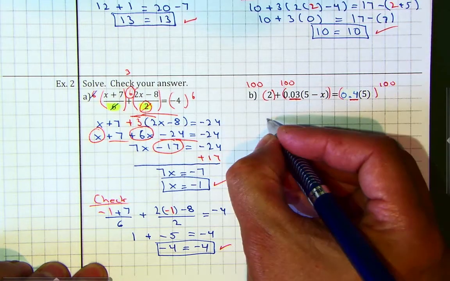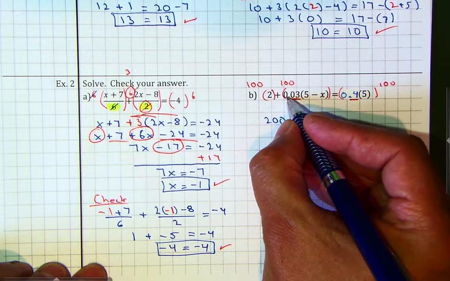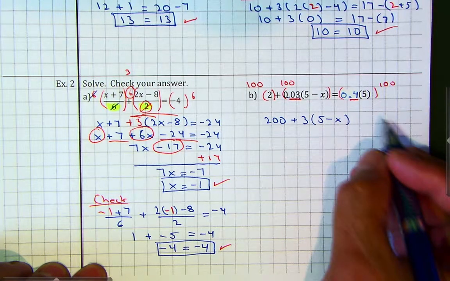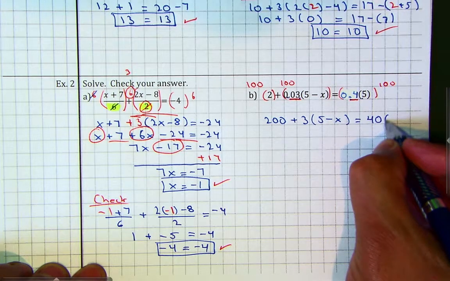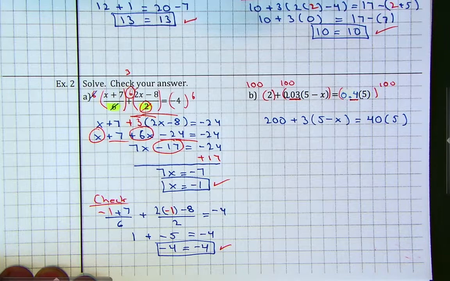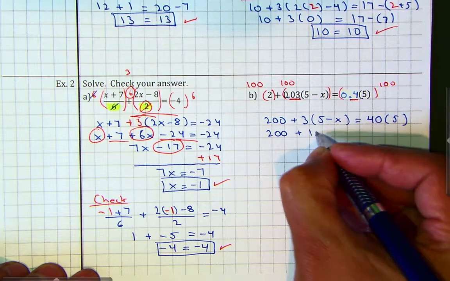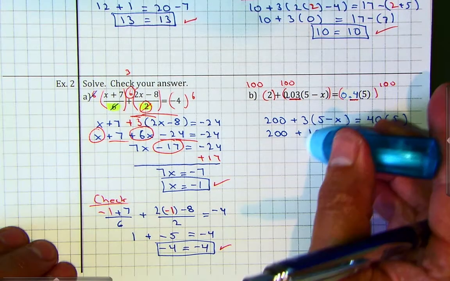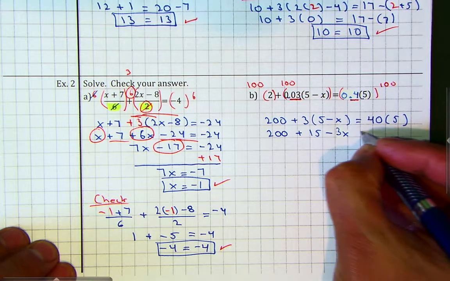100 times 2 will give me 200. Plus, when you multiply by 100, I'm going to move the decimal to the right twice, so it gives me 3.5 minus x. When you multiply by 100, I'm going to move it to the right twice, so it gives me equals 40 times 5. And now that becomes a much easier equation to solve without a calculator. I'm going to simplify, so it gives me 200, distributive property, 15 minus x minus 3x equals 200.